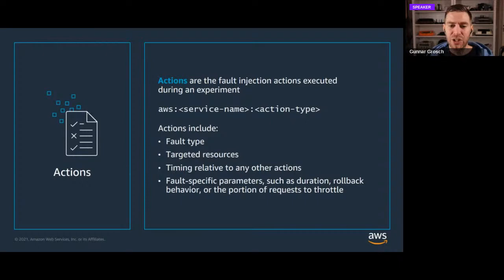And the actions, well, they include what fault type we're using, the duration for that specific action, the targeted resources that we want to use for our actions, and timing relative to any other actions if we have multiple actions in our experiment. And fault-specific parameters such as rollback behavior or the portions of request to throttle, for instance.